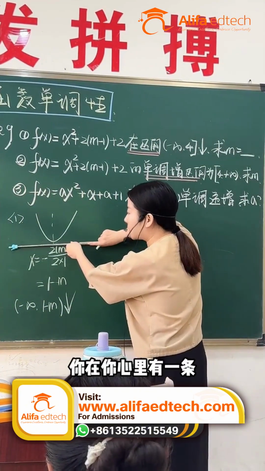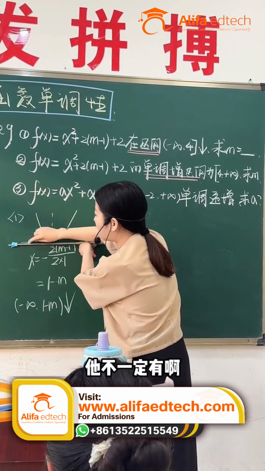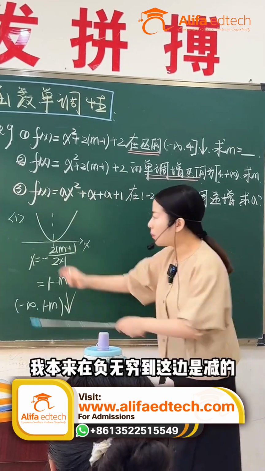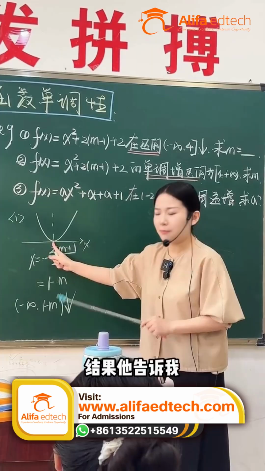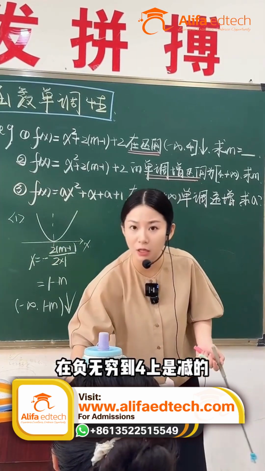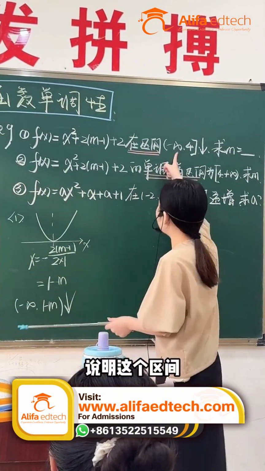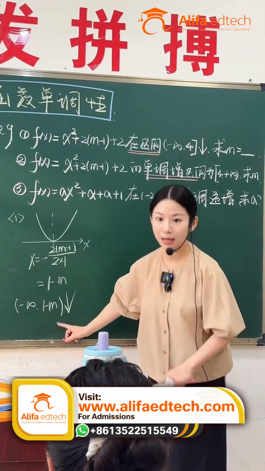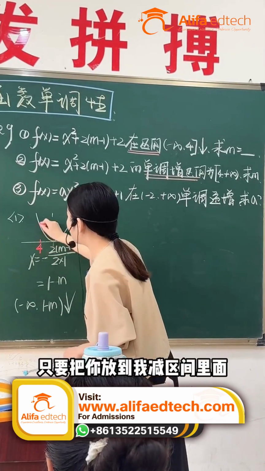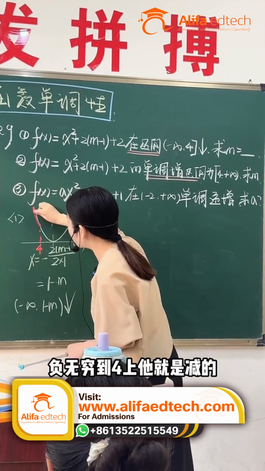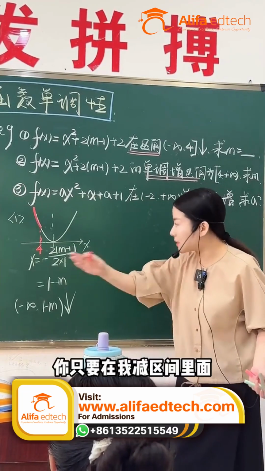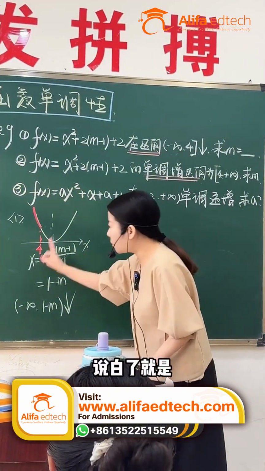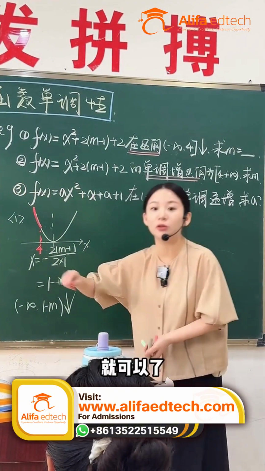In your mind, you have an invisible x-axis. It might not be there, and you don't have to draw it like this. You just have an invisible x-axis. Think about it. Originally, it's decreasing from negative infinity to this point. But then it tells me it's decreasing from negative infinity to 4. What does that mean? It means this interval is a subset of my original decreasing interval, right? As long as you're placed within my decreasing interval, then from negative infinity to 4, it will be decreasing. As long as you're within my decreasing interval, you'll always be decreasing, right? Isn't that right? Yes, it is. Convert it to a subset.